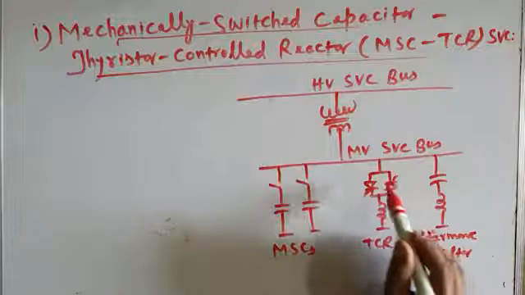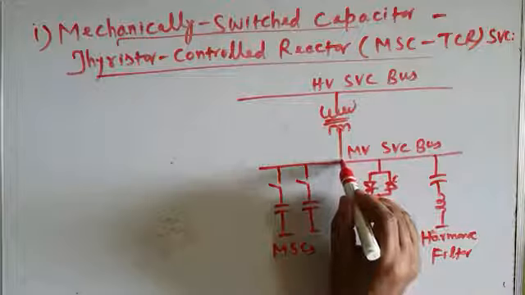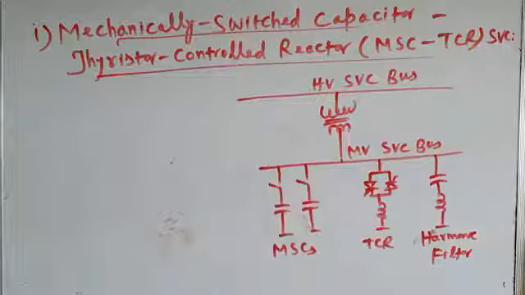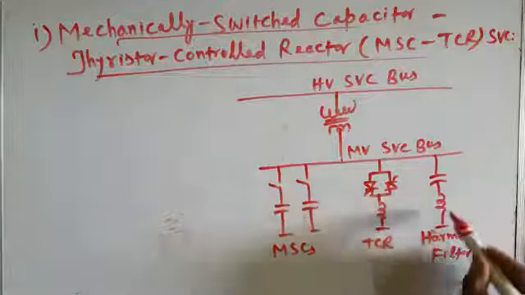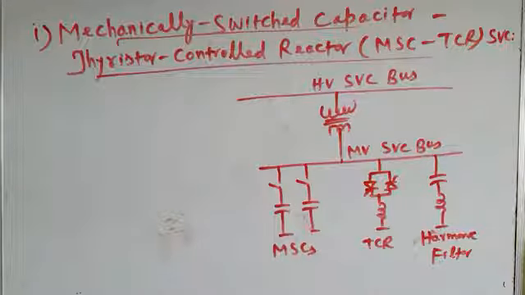The job of the TCR is to absorb the excess reactive power, leading vars, which may be flowing on the system. And the job of the harmonic filters is to suppress certain harmonics.